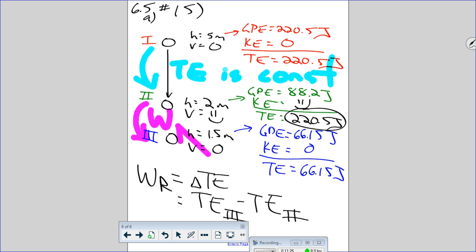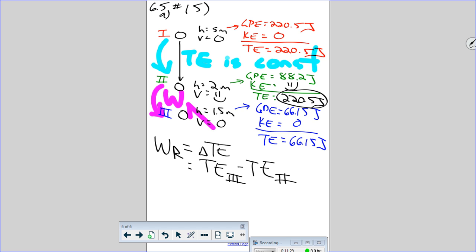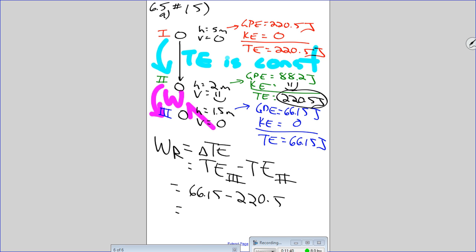Questions, you guys? All right, so what are we going to get? The total energy at point 3 is 66.15. Total energy at point 2 is 220.5. Subtract this and you get negative, is it 157.35? Is that right? I did that in my head, so. 154, sorry. Thank you. Where did I get 7? Okay, everybody good? All right, so that's how much work Roy did, right? Because that's how much he changed the total energy by. It went from 220 down to 66.